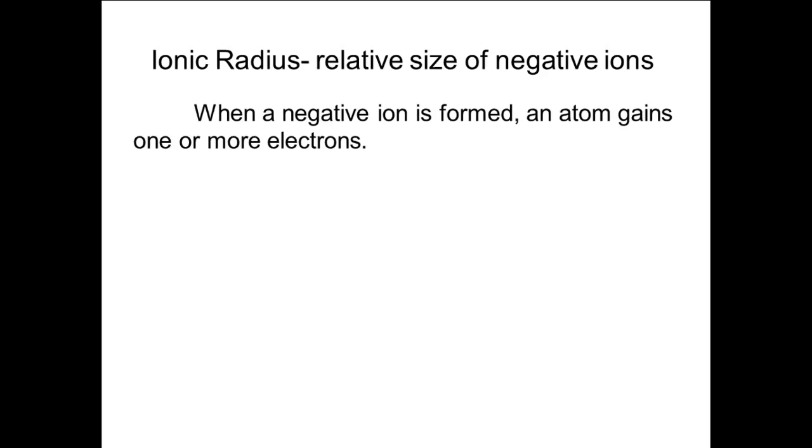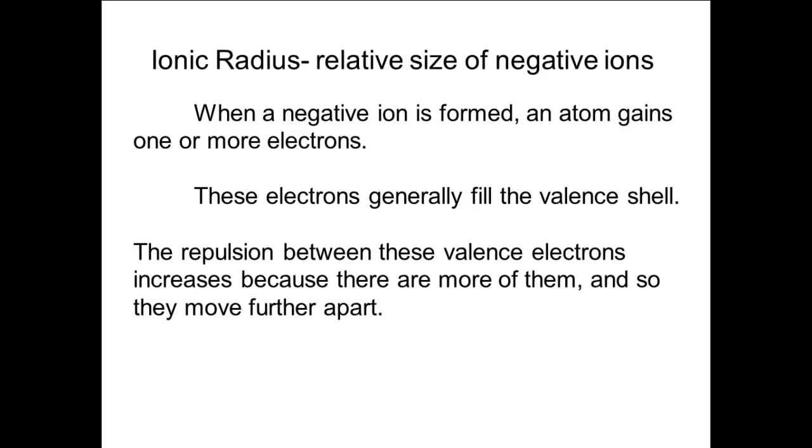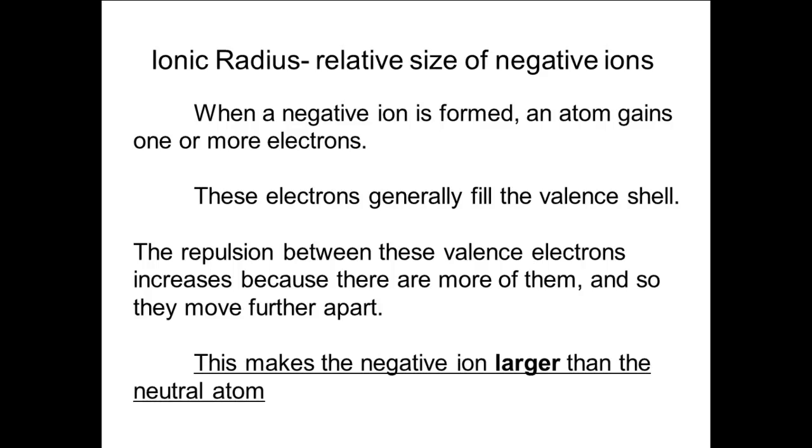When we make a negative ion, the neutral atom gains one or more electrons. The additional electrons generally fill the valence shell of the atom, so there are more electrons in the valence shell of the anion than in the valence shell of the neutral atom. Because there are more electrons in the same space, the electrons in the valence shell repel each other more than they do in the neutral atom, so the electrons move further apart. So the negative ion would be larger than the neutral atom.